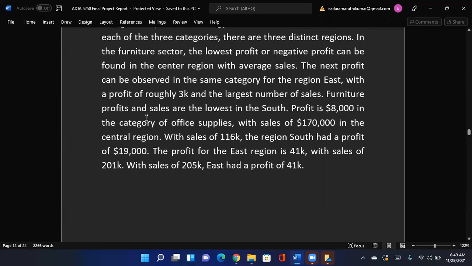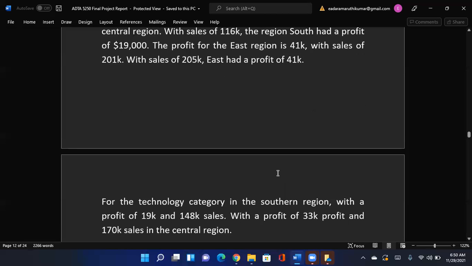In the furniture category, we have the lowest sales in the south region, and the profit is 8,000 in the category of office supplies with sales of 170,000 in the central region. Out of 116k sales in the south region, we have a $19,000 profit. The profit of the east region is 40k with sales of 201k. Those are two big sales, that's why you get a big profit. The sales of 205k in east had a profit of 401.